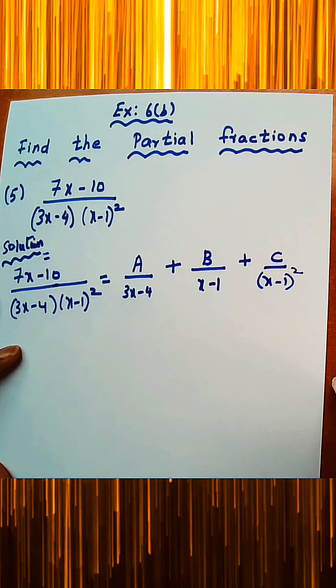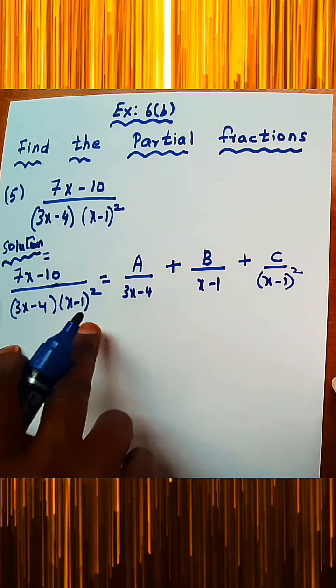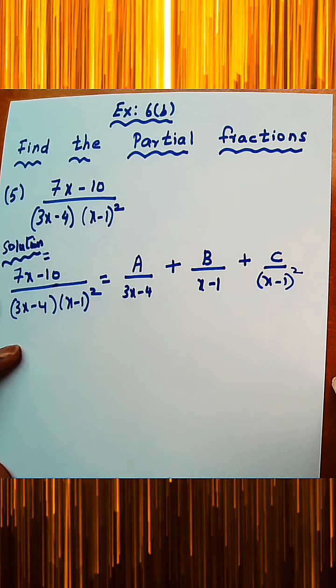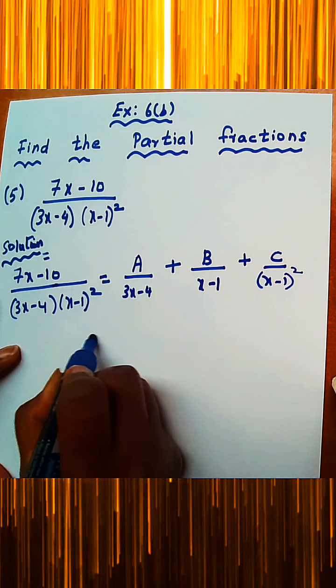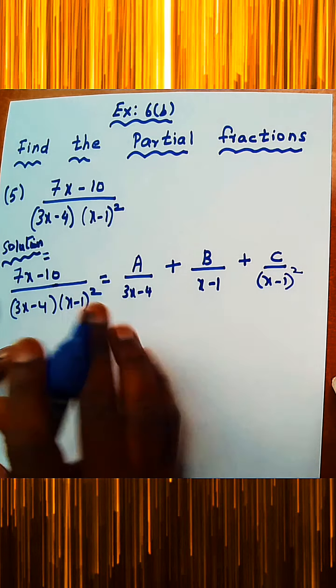This is the rule. This is how we are going to write it in terms of partial fractions, if it is going to be a repeated linear factor. You have to understand that. Okay, that is step number 1. We have done that.